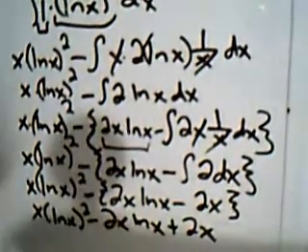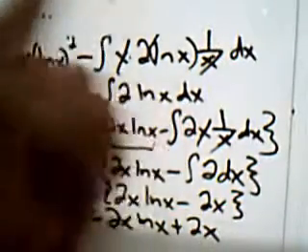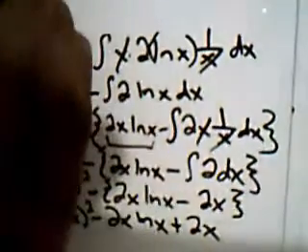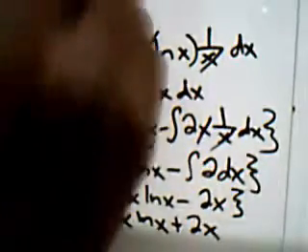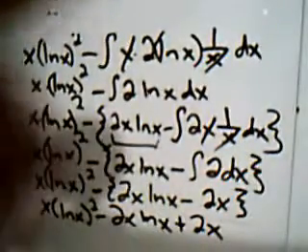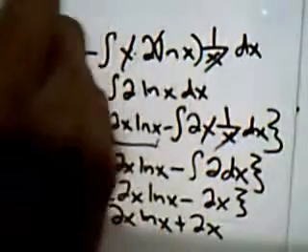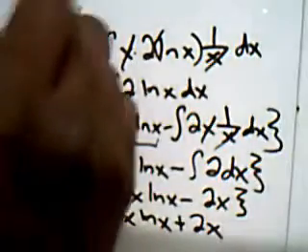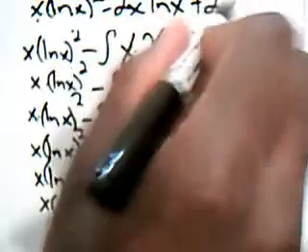So let's move this to the top. Before we erase everything, let's move this up to the top. So you have x ln of x squared minus 2x ln of x plus 2x.